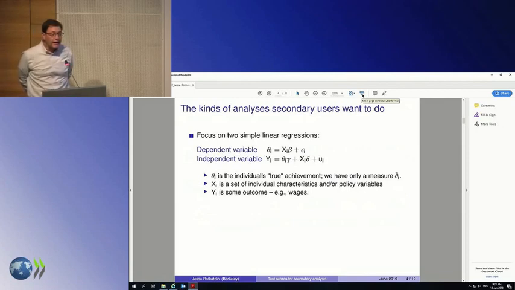I want to focus on the kinds of analyses I do, and I'm going to use a really simplified, stylized view of the kinds of analyses I do. The kind of analysis I want to do is I want to run regressions.